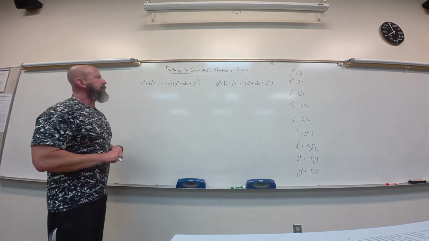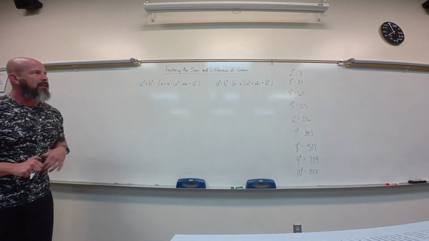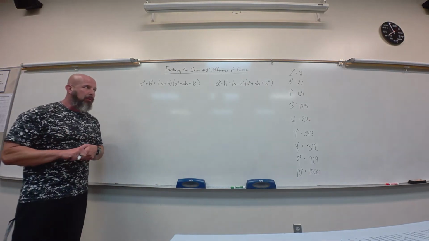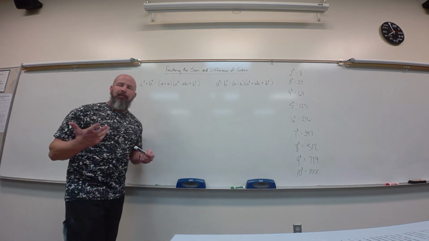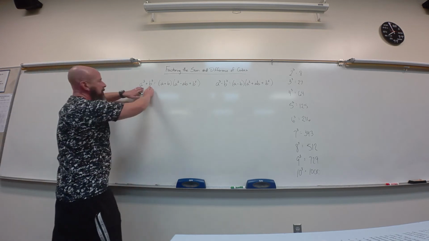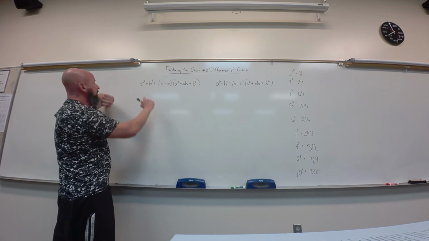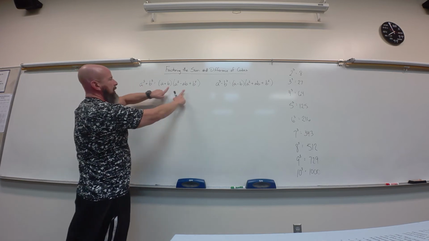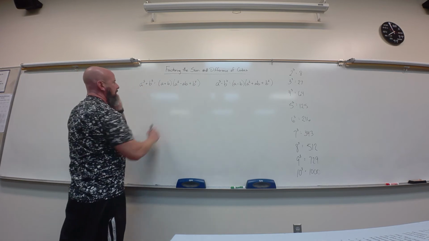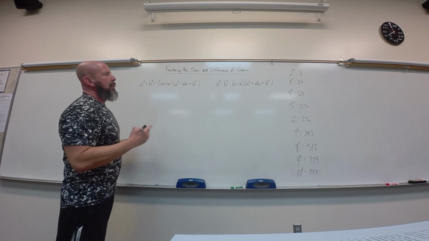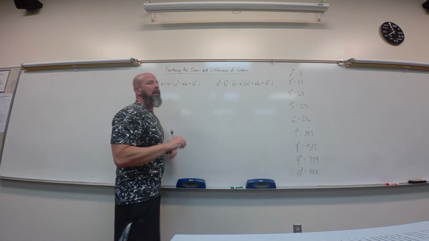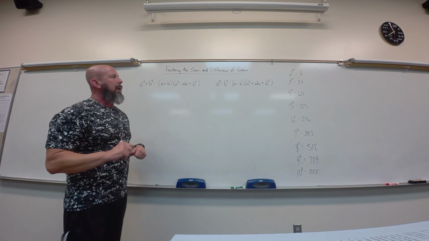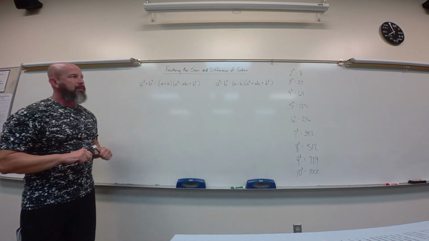All right, we are going to take a look here at factoring the sum and difference of cubes. The sum and difference of cubes have specific formulas. I've got a sum of cubes, that's a cubed plus b cubed equals a plus b times a squared minus ab plus b squared. And then my difference, a cubed minus b cubed equals a minus b times a squared plus ab plus b squared.